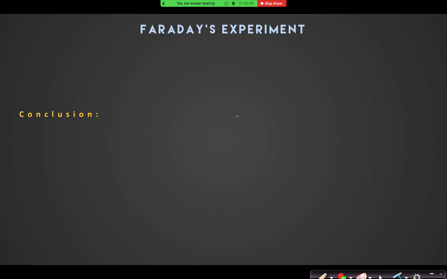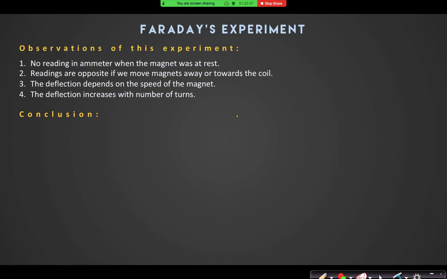Another important thing you should have noted in that experiment: the coil is made of a conducting material, definitely. And the faster the magnet is moving, the more the current. Yes, it depends on the speed with which you are moving that magnet, right? So these all are observations on Faraday's experiment. I have noted it down. No reading on the ammeter when the magnet was at rest. Readings are opposite if we move the magnet away from or towards the coil. The deflection depends on the speed of the magnet, and the deflection increases with the number of turns.